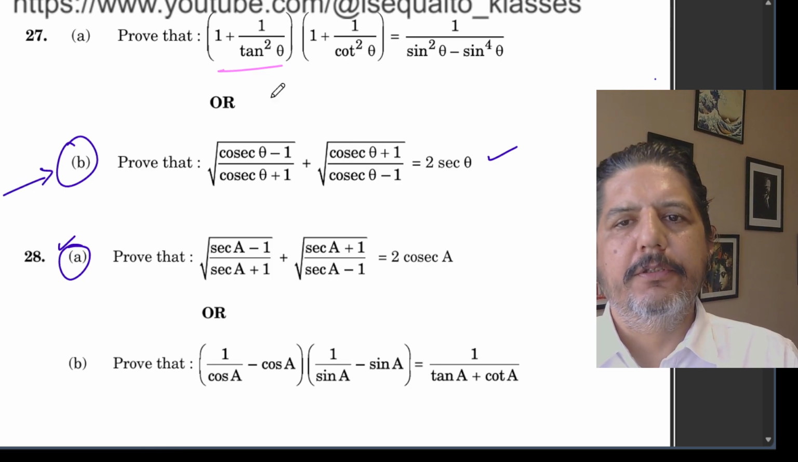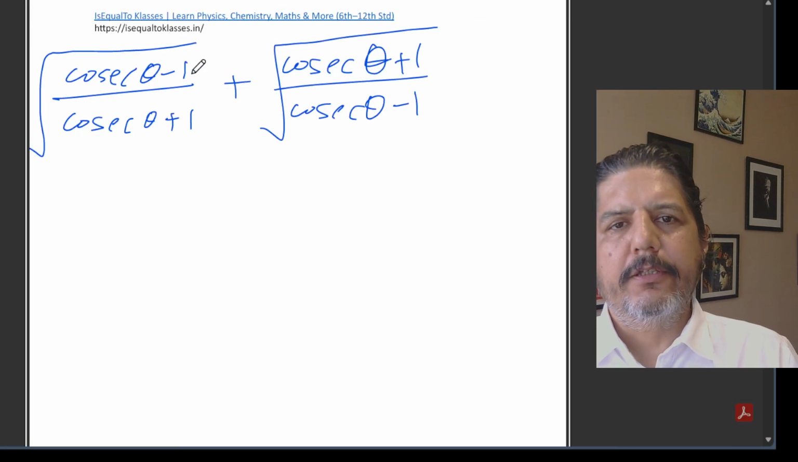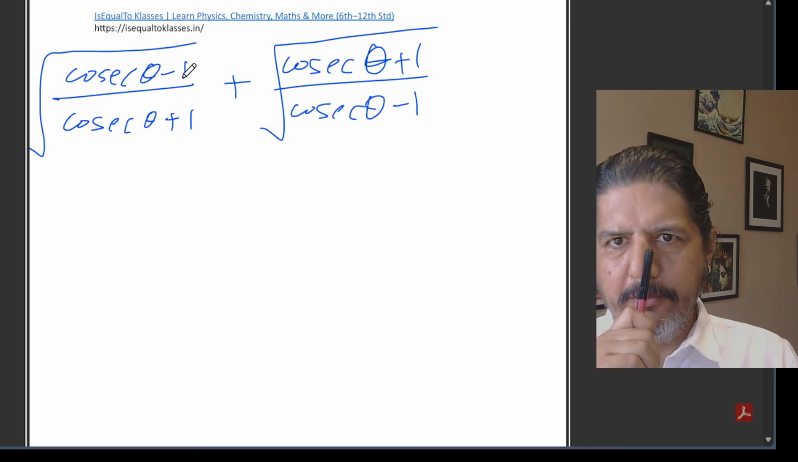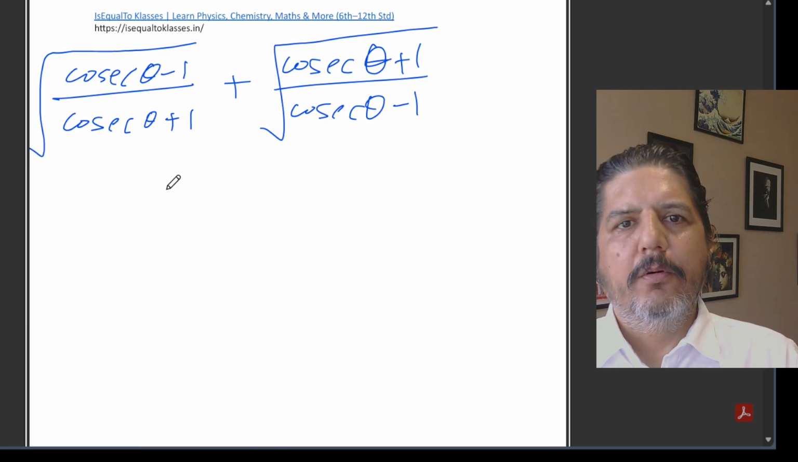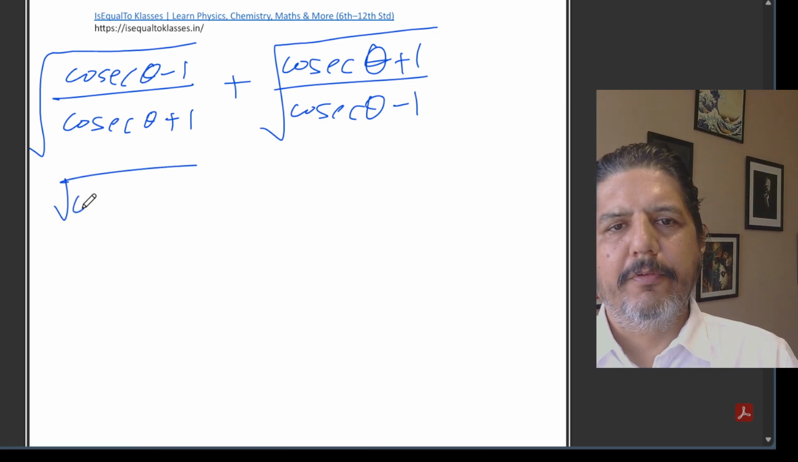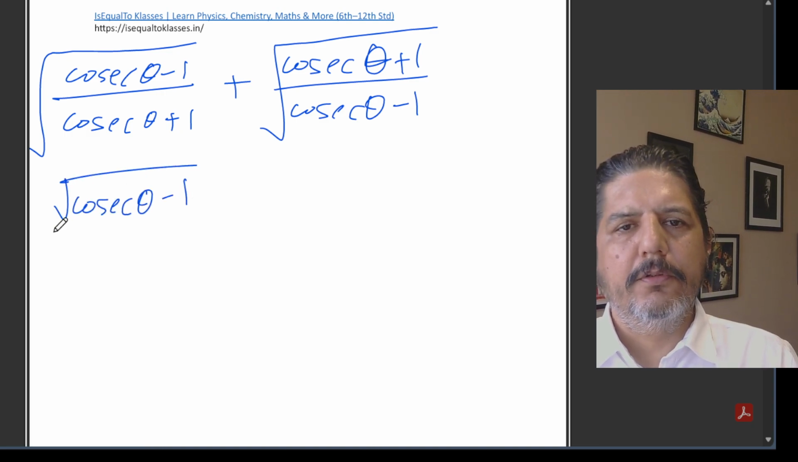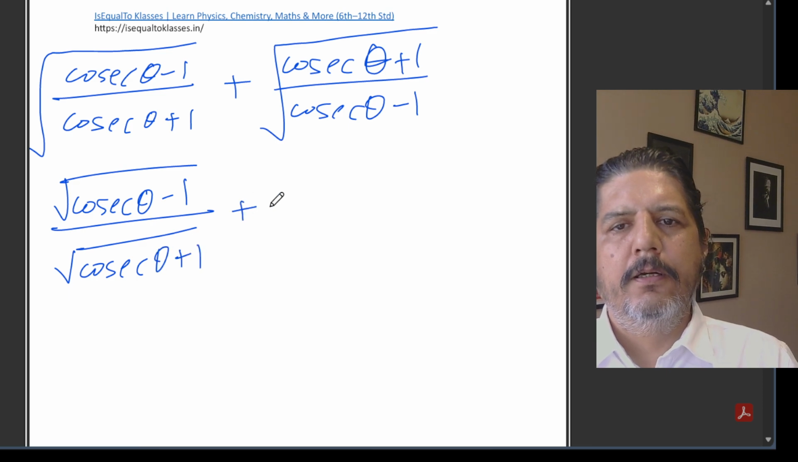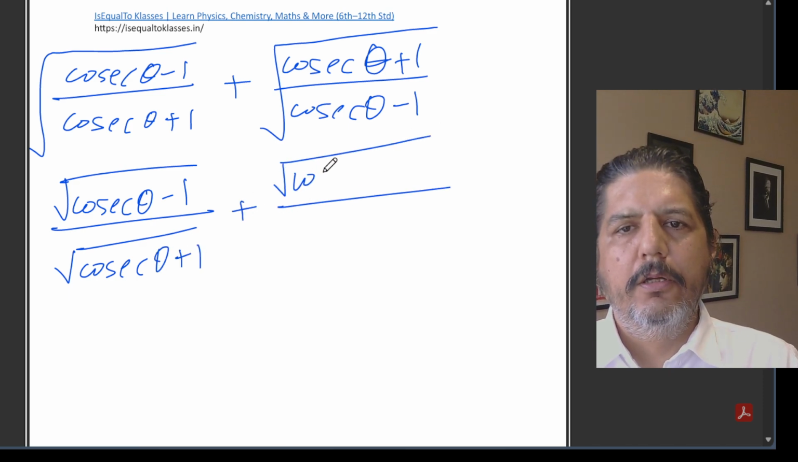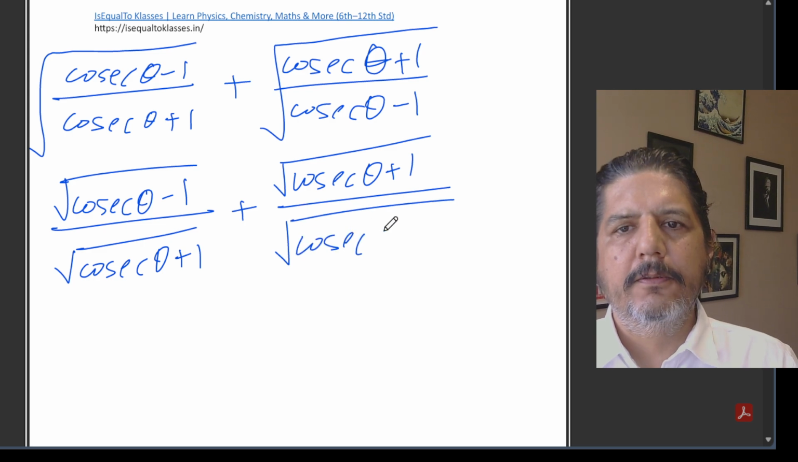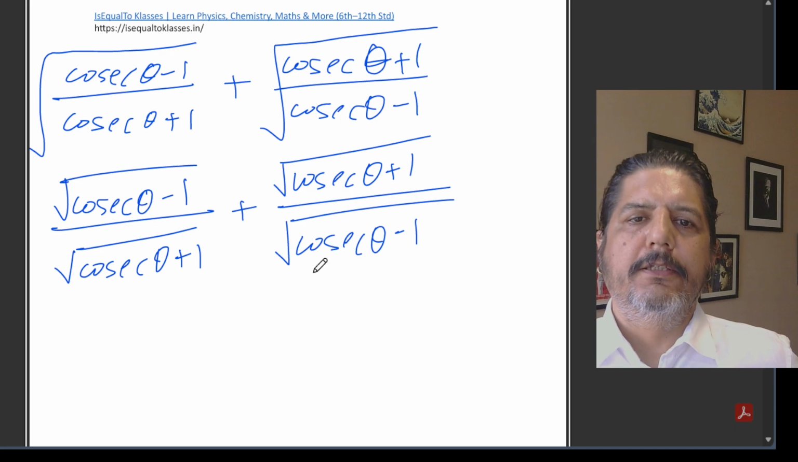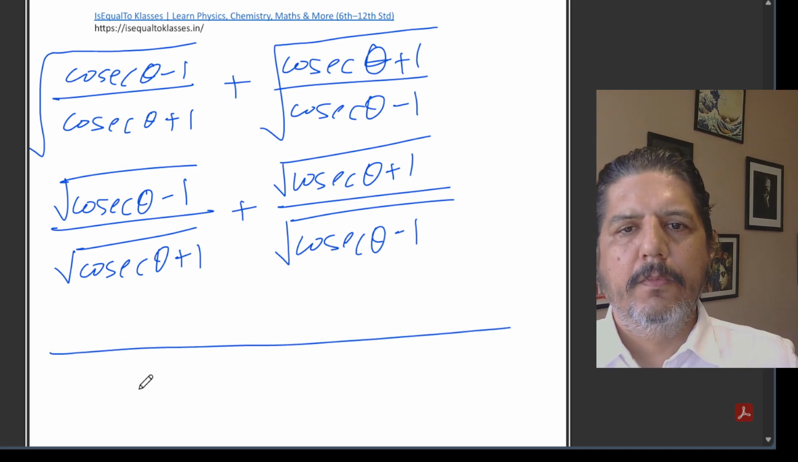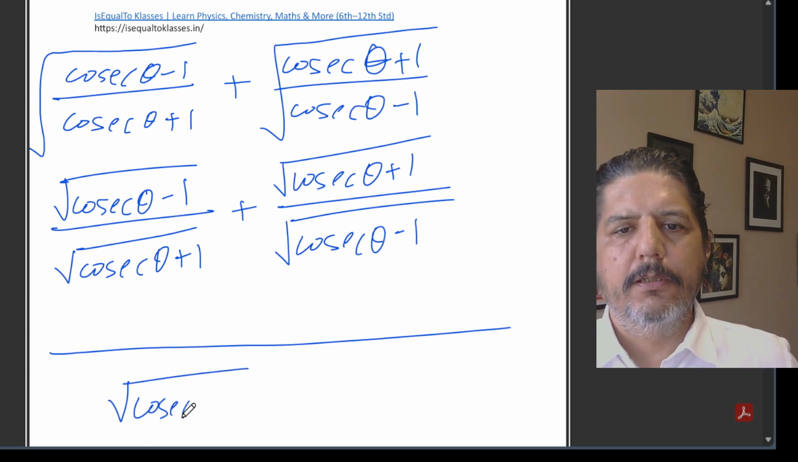So first, we'll start with this. Cosec theta minus 1 upon cosec theta plus 1, plus cosec theta plus 1 upon cosec theta minus 1. First, just to simplify the matters, I am breaking the numerator and the denominator into two parts. You can skip this step if you want. Once I have done this, I'll take the LCM.